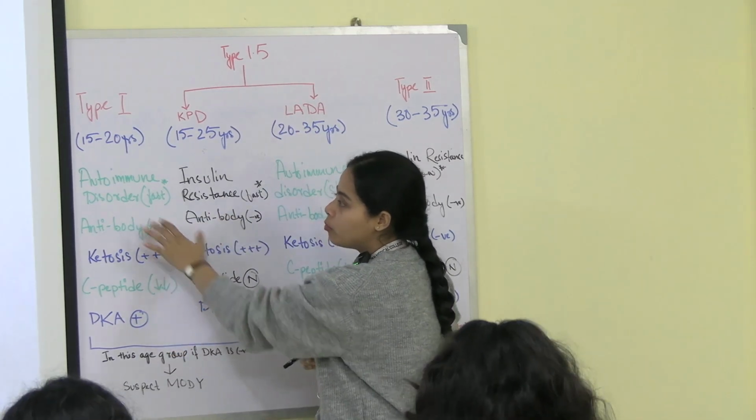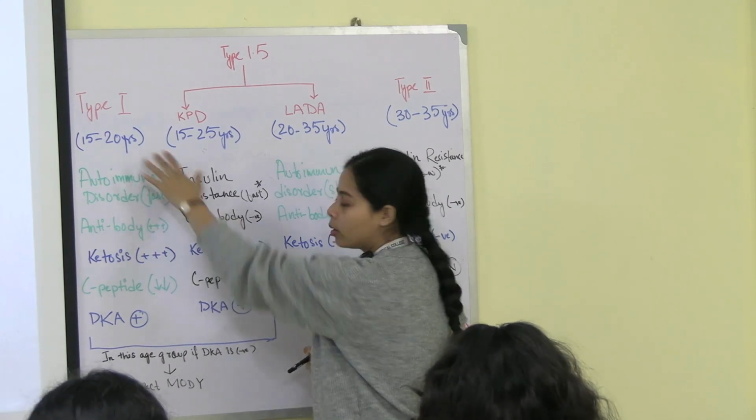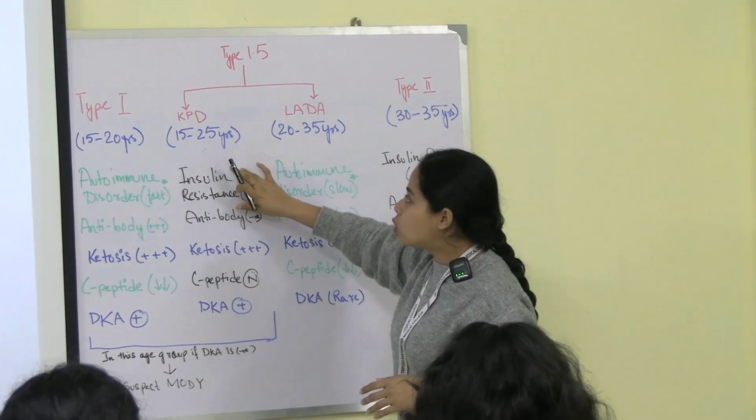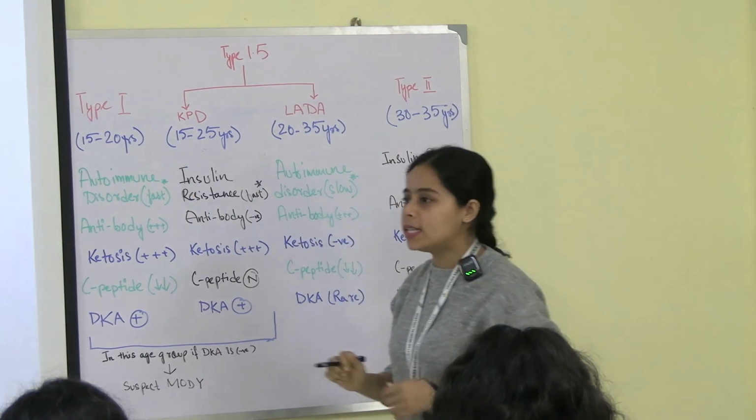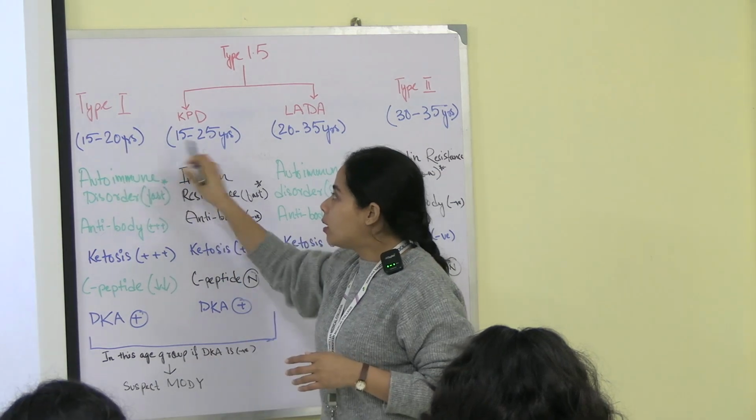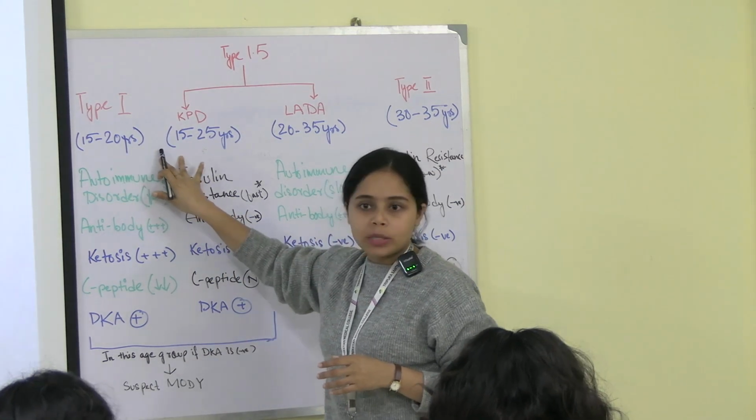If antibody is positive, it means autoimmune disorder, which means type 1. If antibody is negative, it means insulin resistance, which means KPD. Okay. Now another thing is, suppose both are in young age only, right? The age group is also the same.